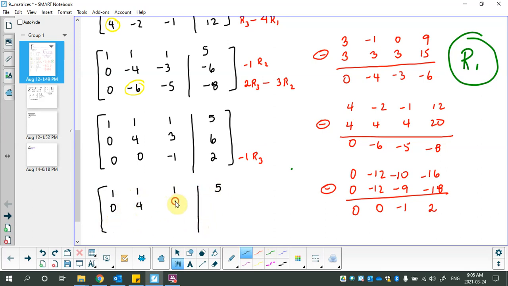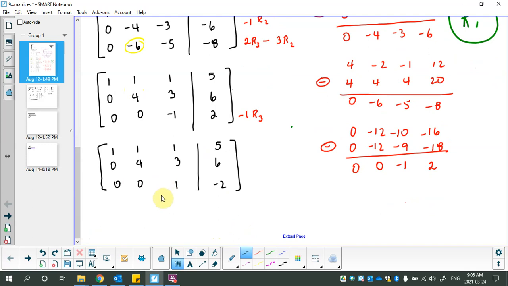Now there is another method, but we have enough information now to answer the question. So if I times this by -1 and times this by -1, it changes things a little bit. And I don't know if you remember what this augmented matrix really is. It really is 1x plus 1y plus 1z is equal to 5. 0x, so 4y plus 3z is equal to 6. 0x is 0y, so 1z is equal to -2.